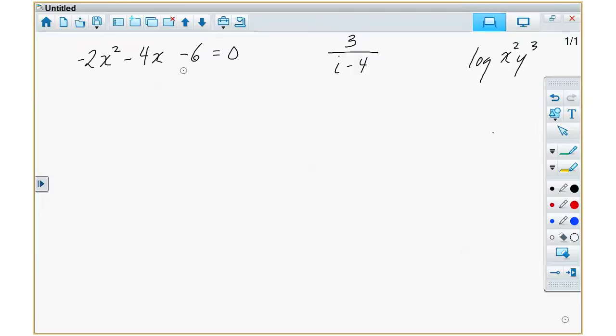Now with the complete the square, I want you to do everything. I want you to find the vertex, the x-intercepts, sketch it, find the increase and decrease in values, domain and range.